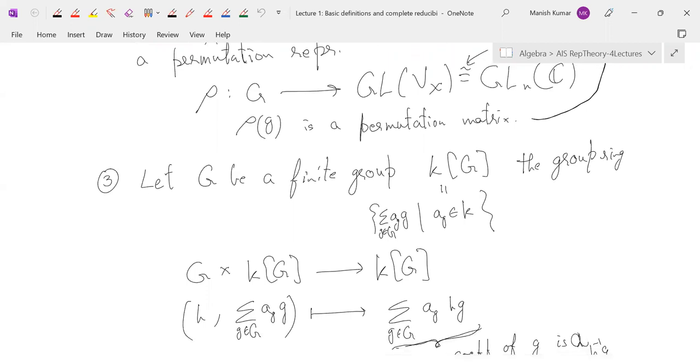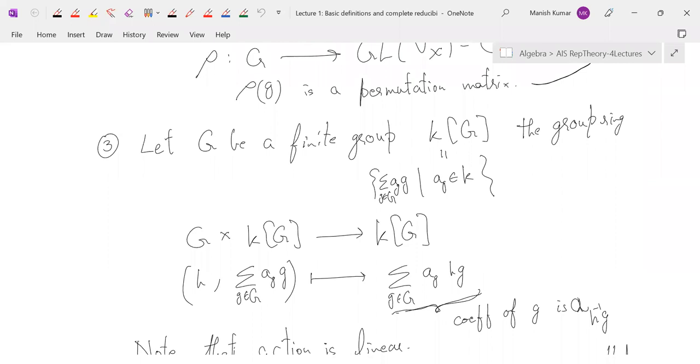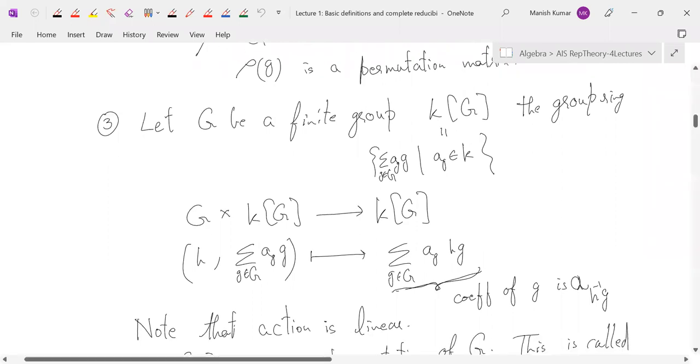Now if we imitate the earlier construction, how does the representation work? If you take an element h in G and a typical element in KG, you send it to the summation of a_g times hg. One can show this is a linear action. In fact, it's a permutation representation, and so you can also compute the coefficient of g. Here I have given you the coefficient of hg as a_g, so the coefficient of g will be a_{h^{-1}g}. So you can write it explicitly in terms of the coefficients of g as well.